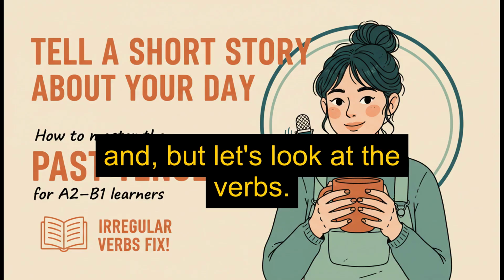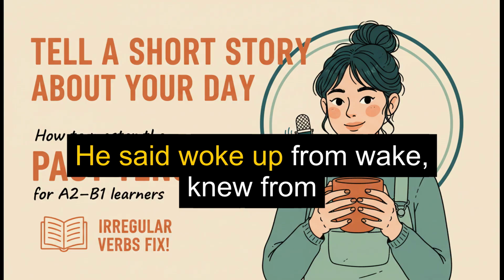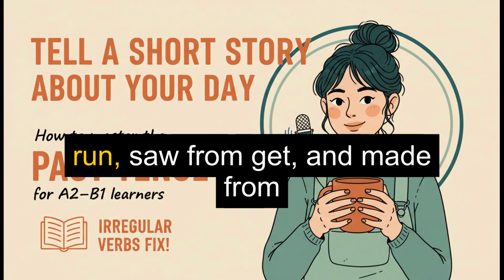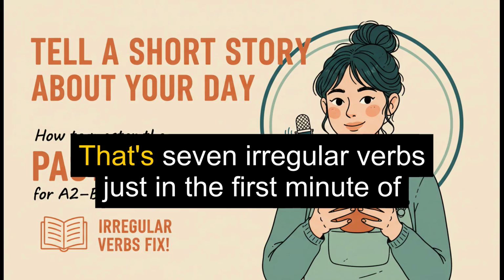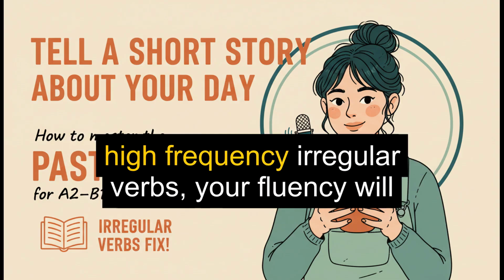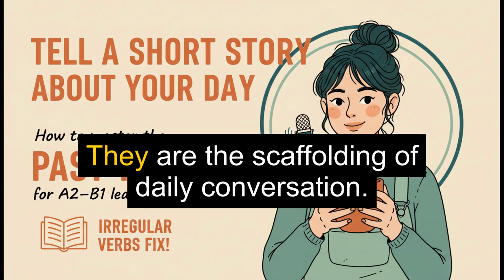But let's look at the verbs. He said woke up from wake, knew from know, threw from throw, ran from run, saw from see, and made from make. That's 7 irregular verbs just in the first minute of speaking. The key takeaway here is if you can master these 20 high-frequency irregular verbs, your fluency will double instantly. They are the scaffolding of daily conversation.